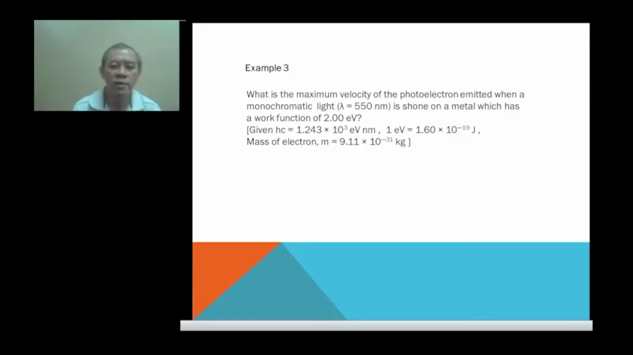Okay, example 3. Now, what is the maximum velocity of the photoelectron emitted when a monochromatic light with a wavelength lambda equal to 550 nanometer is shone on a metal which has a work function of 2.00 electron volt? Given hc equal to 1.243 times 10 power of 3 electron volt nanometer, 1 electron volt equal to 1.60 times 10 power negative 19 joule, mass of electron m equal to 9.11 times 10 power negative 31 kg.